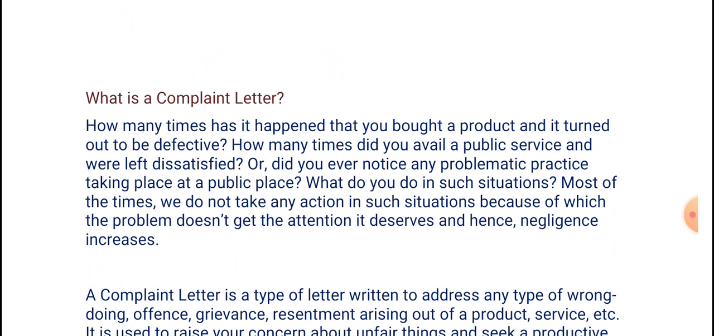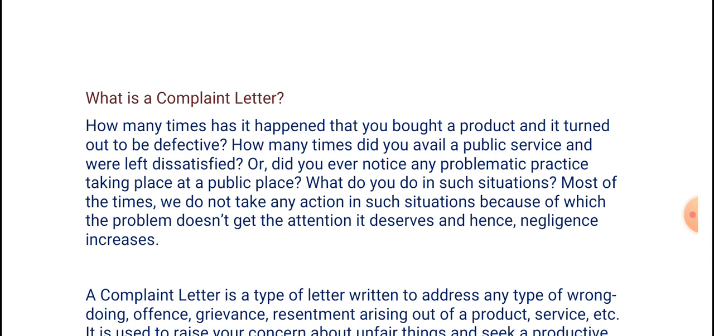What is a complaint letter? How many times has it happened that you bought a product and it turned out to be defective? And how many times did you avail a public service and were left dissatisfied? Or did you ever notice any problematic practice taking place at a public place? What do you do in such situations? Most of the time, we do not take any action, because of which the problem doesn't get the attention it deserves, and hence negligence increases.